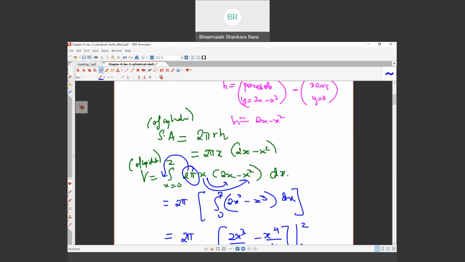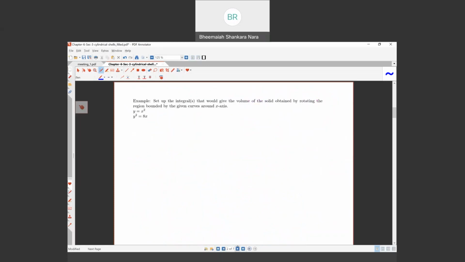Now, the next one: set up the integral that would give the volume of the solid obtained by rotating the region bounded by the given curve around the x-axis.